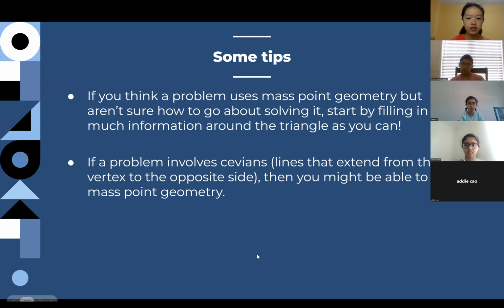And the other thing, which I think I already said, is that if a triangle has intersecting Cevians, you will most likely be able to use mass point geometry. It may not be the correct approach, but it might be one of the approaches you try.